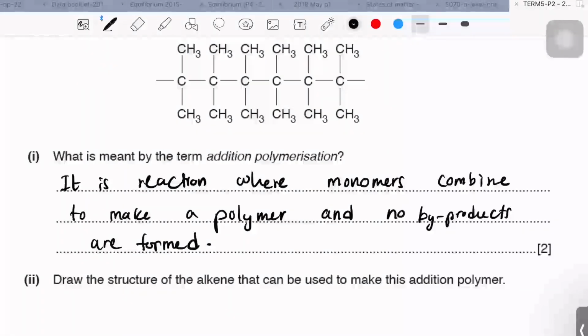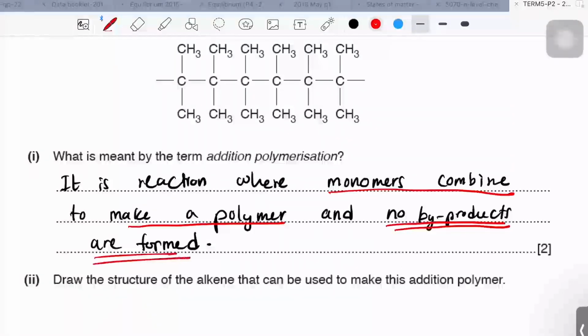No byproducts are formed. So monomers react to make a polymer, and especially we have to write down no byproducts are formed. There are no byproducts. No water molecules are produced in this case. Addition polymers are formed by adding alkenes. No byproducts are formed. So that's the difference.